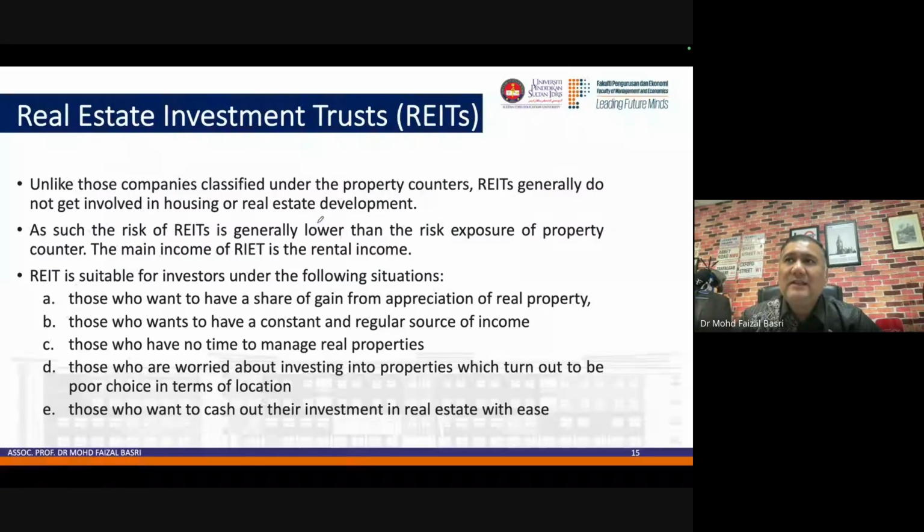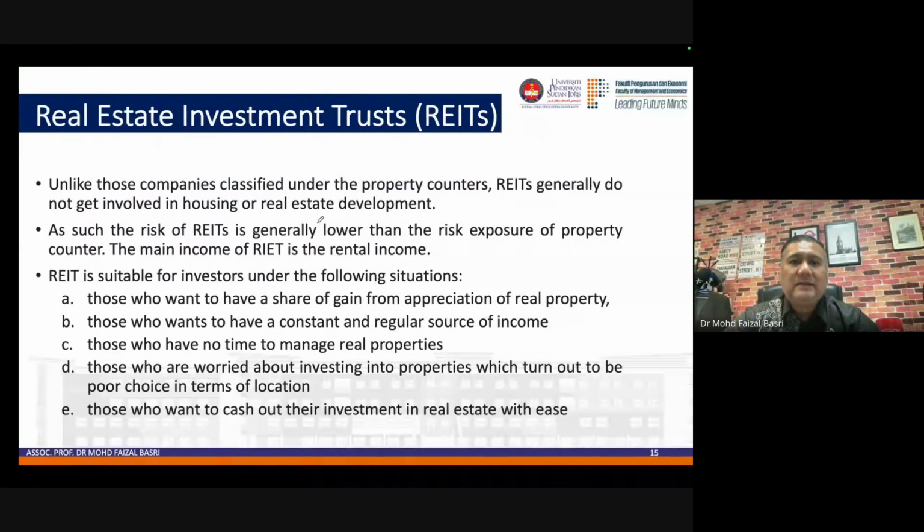So for those yang mungkin tak berminat for those kind of investment ataupun prefer something yang lebih relax and without that physical requirement yang untuk kena pergi selalu. So REITs is one of the option lah. Okay, sama macam stocks, cuma bentuk investment dia slightly different a bit lah.